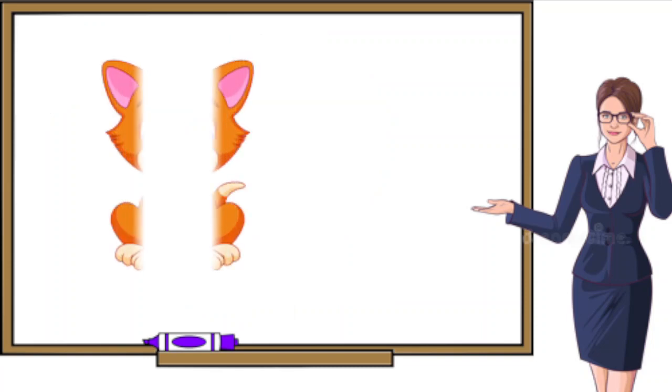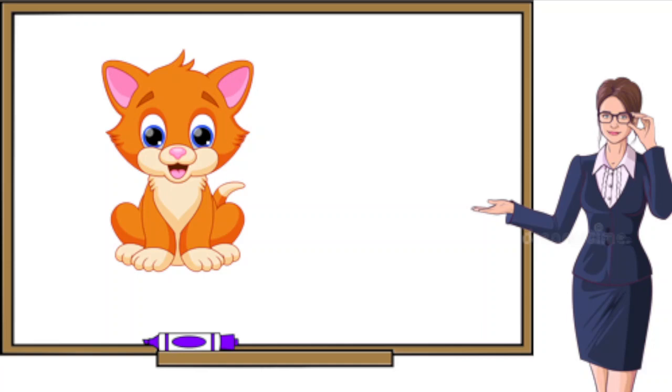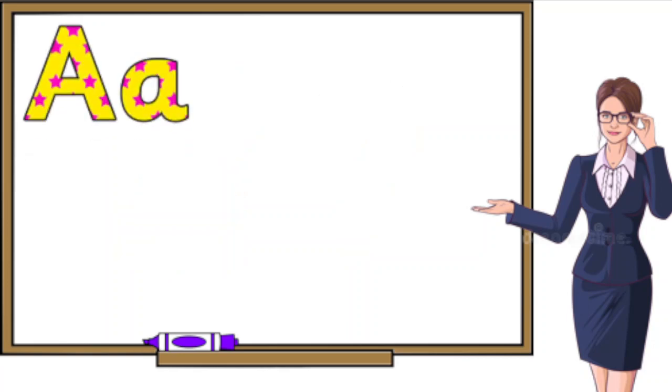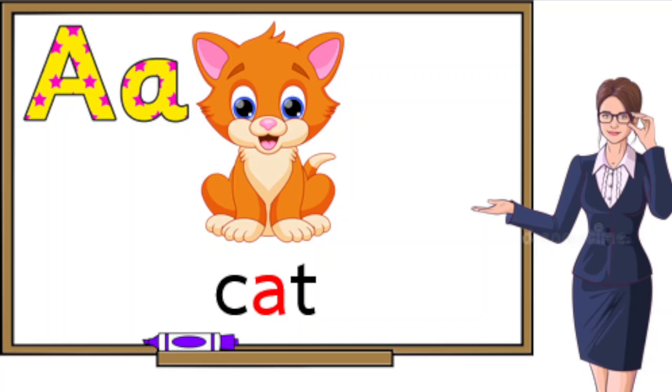Okay, so let's go to the second picture. What is it? It's a cat. Very good. Okay, so let's say the short a sound 2 times. A. Cat. Again. A. Cat. The a sound is in the middle of the word cat. Do you like cats? Yes, very good.